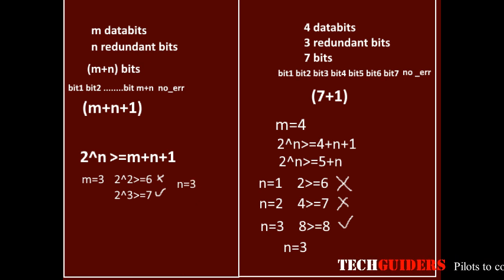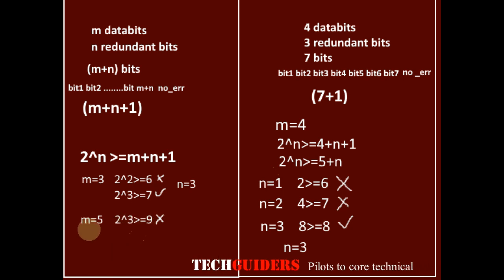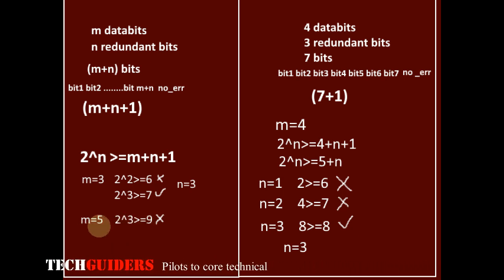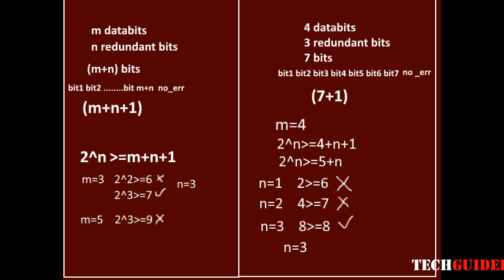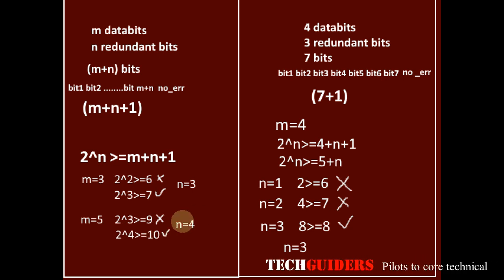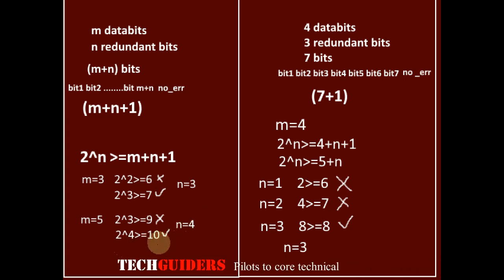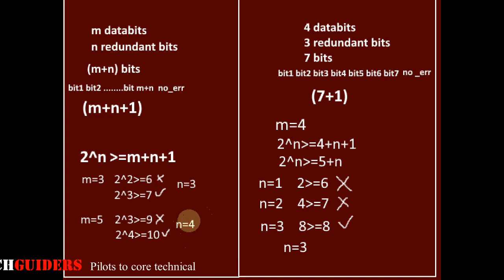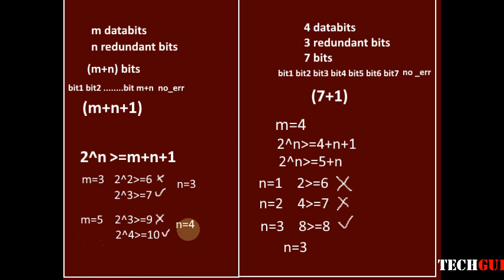And if m equals 5, if the number of data bits is 5, then what should be the number of redundant bits to be added? 2 to the power 3, 8, is not greater than 9, hence this condition never satisfies. 2 to the power 4, 16, is greater than 10, hence n equals 4. The minimum value of n which satisfies the condition is 4. So for 5 data bits we have to add 4 redundant bits.